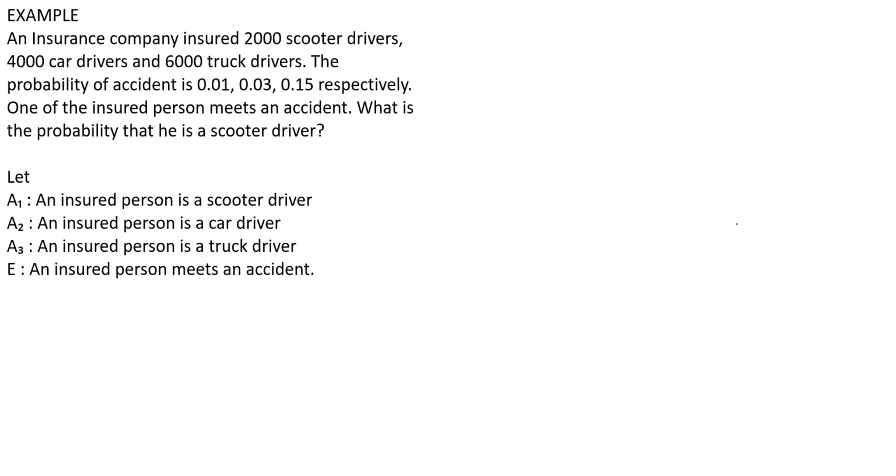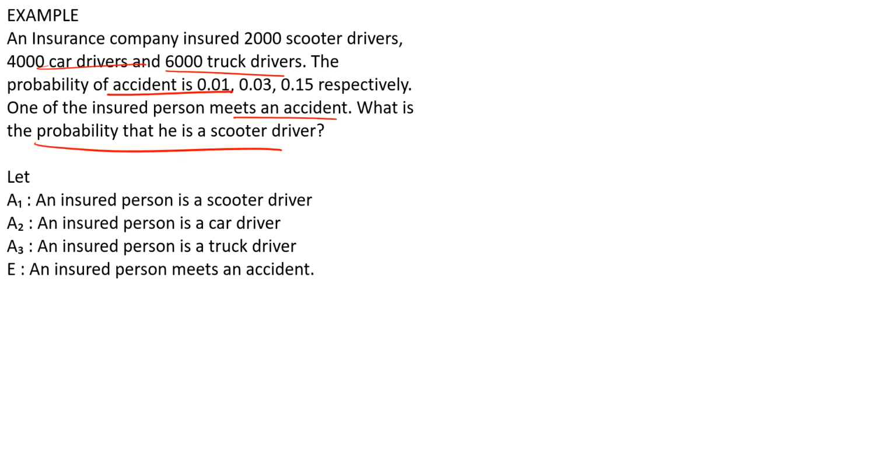Now let's do a simple brief example where we'll be going straight on to the Bayes theorem, formula based. So the question states, an insurance company insured 2,000 scooter drivers, 4,000 car drivers, 6,000 truck drivers. The probability of accident is 0.01, 0.03 and 0.15 respectively. That is, if a scooter driver is insured, then the probability of an accident is 0.01. For a car driver 0.03 and a truck driver 0.15. One of the insured persons meets an accident. What is the probability that it is a scooter driver?